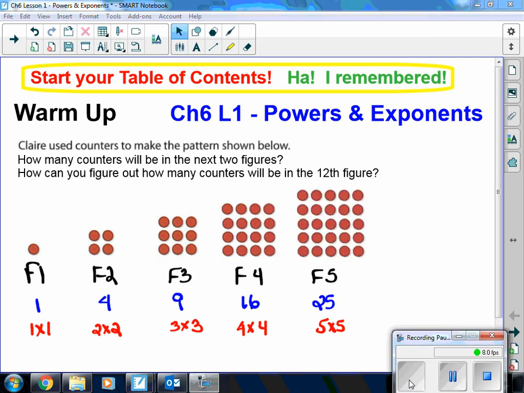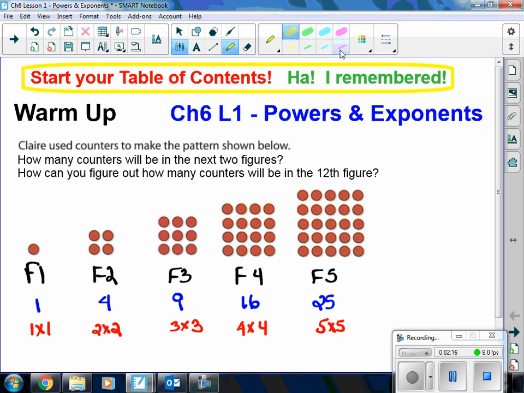Yes. Okay. So here we have 16 counters and we have 25 counters. And of course, when you look at the counters, you can see 2 times 2, right? Here, 3 times 3, 4 times 4, and 5 times 5. Okay?